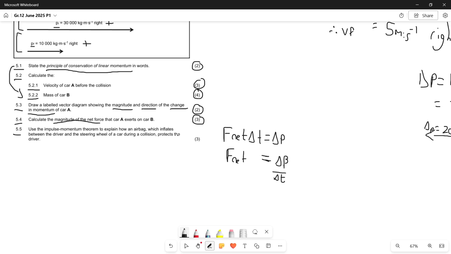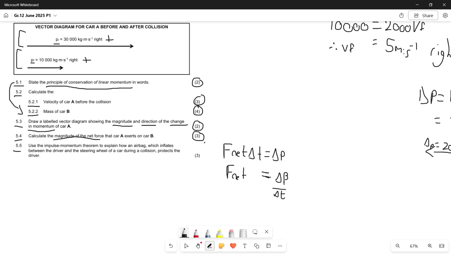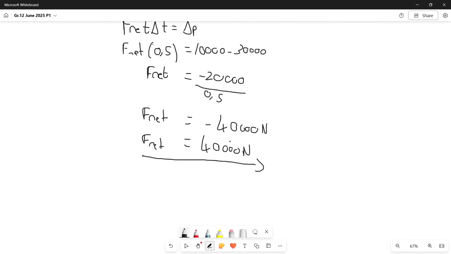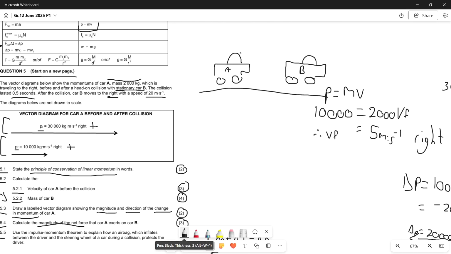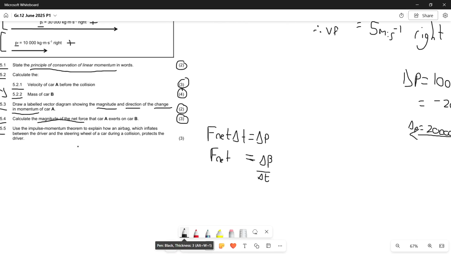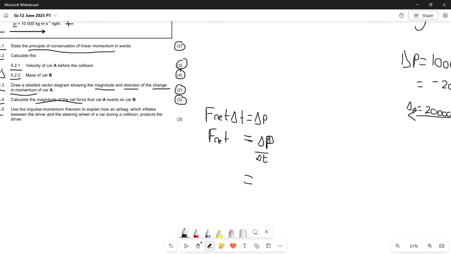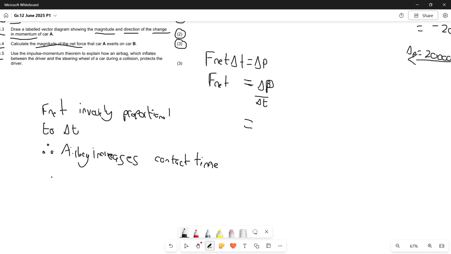Because what happens in a car crash, just like we have been working through in this scenario here, is that there is a large amount of force applied during a car crash, and that large amount of force can cause a lot of damage or injury to the driver. So an airbag is given in a scenario like this to increase the contact time, which helps protect the driver. So the bigger the number we have at the bottom, if we increase the time, the smaller the force applied, which means there is less impact, less force on the driver, and therefore less damage done to the driver. So all that we need to know is that our F net is inversely proportional to delta T. Therefore, the airbag increases contact time and therefore decreases the F net.